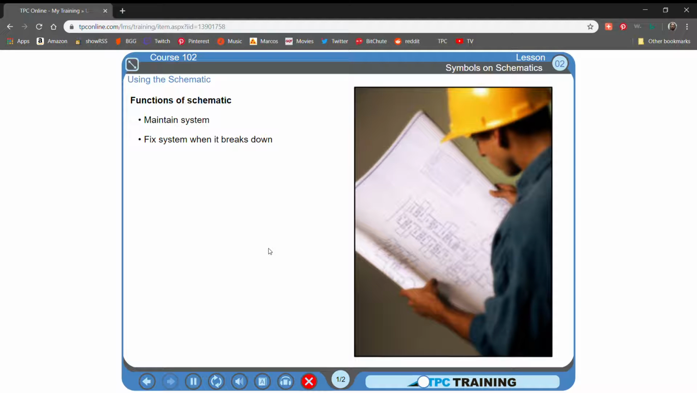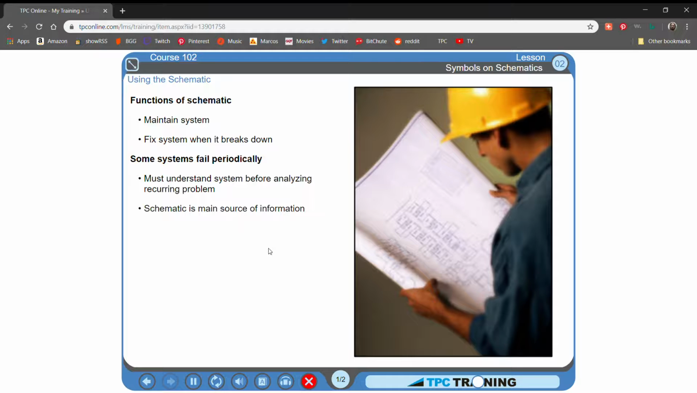Every experienced maintenance specialist knows of certain systems that fail periodically. You must know and understand the system completely before you can analyze a recurring problem and find a solution. The schematic is your main source of information. In fact, if you know the schematic and the system well enough, you can have the equipment operational again quickly. Using the schematic requires knowing how to read it. You must know and understand the system.